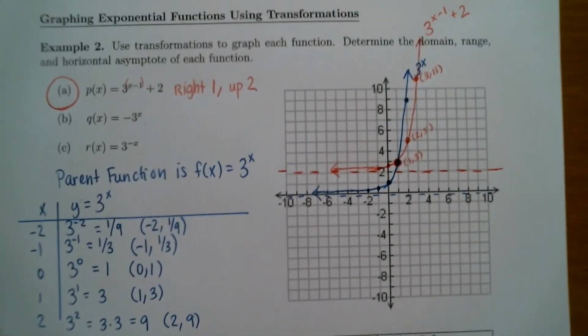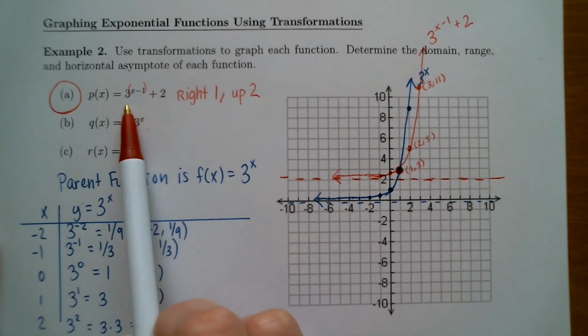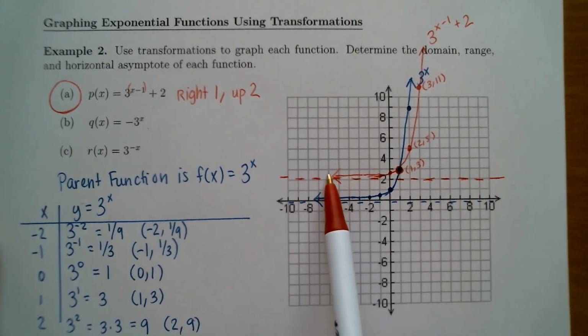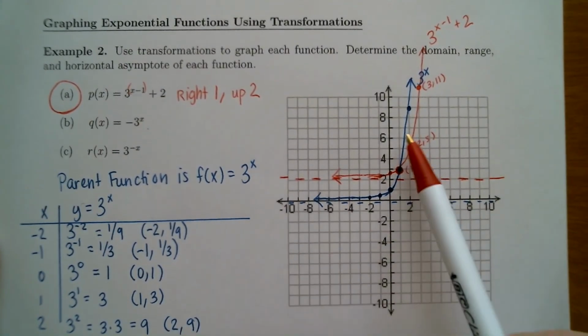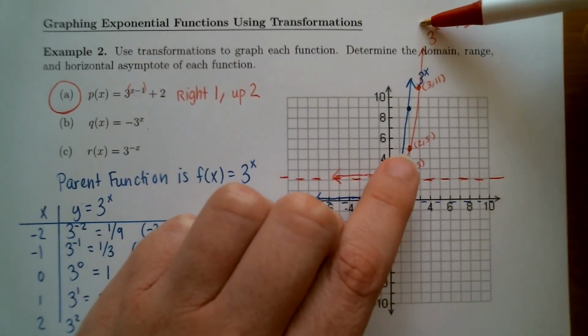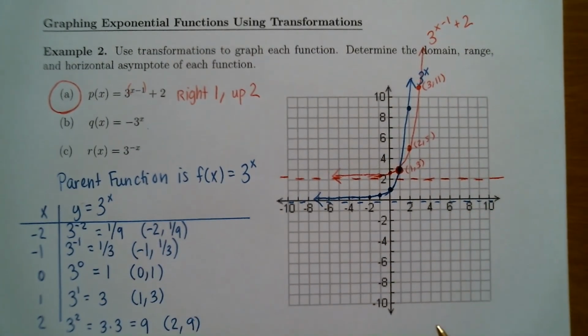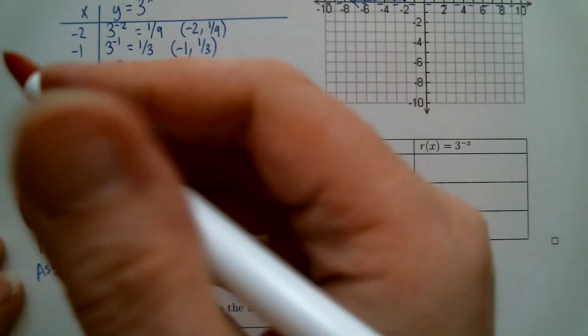Let's look at the one we just did, 3 to the x minus 1 plus 2. The domain is going to be all real numbers. First of all, I've already discussed with you that the domain of an exponential function is all real numbers. If you look at the graph, the leftmost x value is -infinity, and the rightmost point, remember this goes up forever, corresponds to these x values. So the domain is all real numbers.